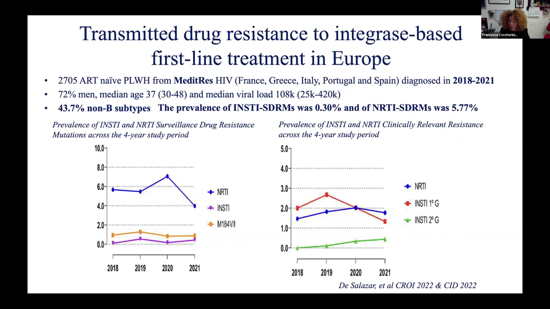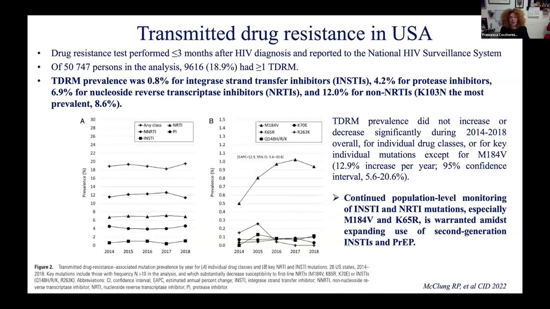So this is our European analysis from France, Greece, Italy, Portugal, and Spain. You see that the prevalence of transmitted integrase resistance is 0.30%, while NRTI resistance was around 6%. This is the recent data about the US, where you see that the resistance to the integrase inhibitors is less than 1%, 0.8, 4% protease inhibitors, 7% NRTI, and 12% for non-nucleoside.